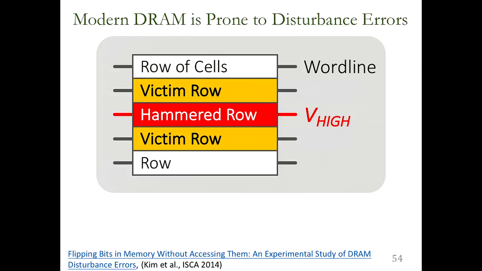But this is happening today because cells are just too close to each other. These cells in this hammered row are so close to each other that they're affecting the victim rows. In fact, if you look at a DRAM chip today, it's so dense that these cells are really not linear almost. They're almost like hexagonal. They're intertwined with each other almost, which is really interesting. And in fact, the other picture that I showed you earlier is not real from a physical perspective.